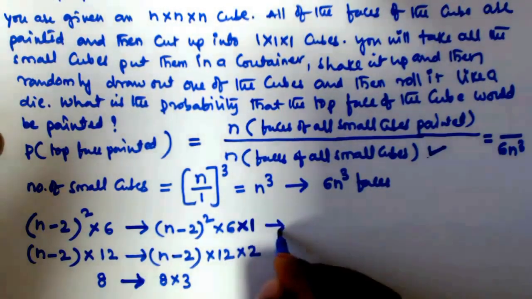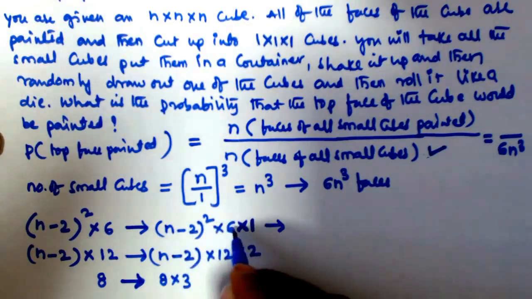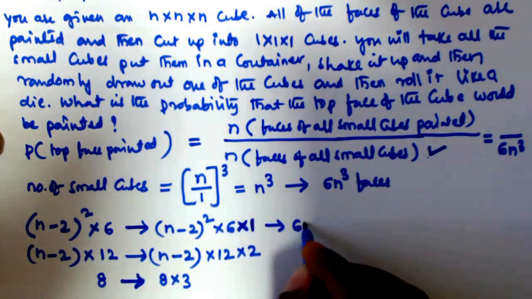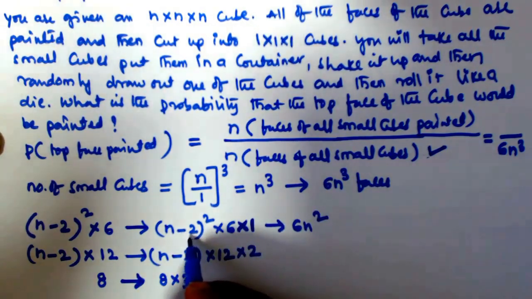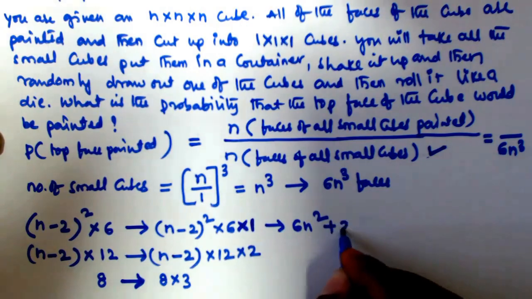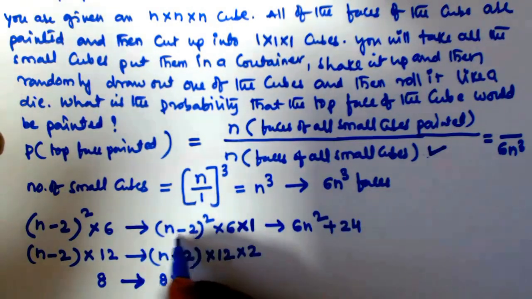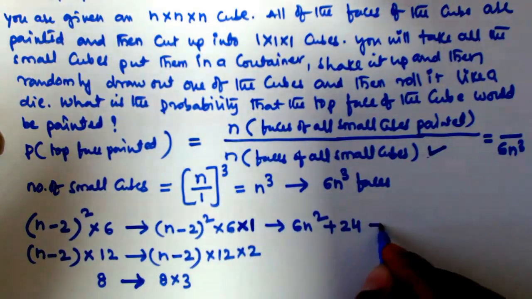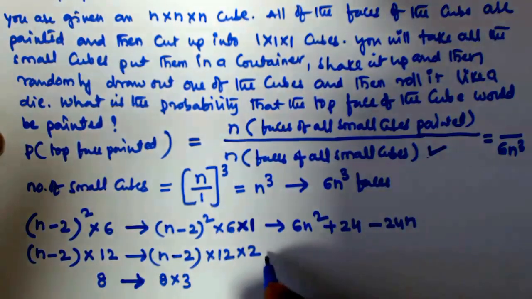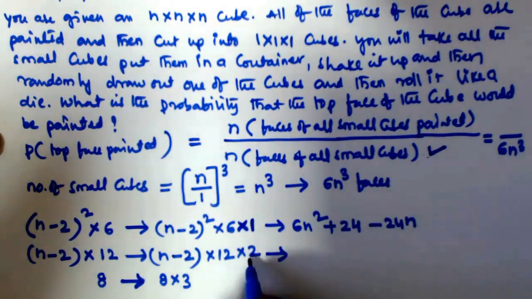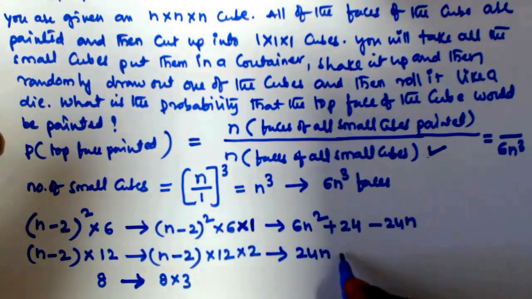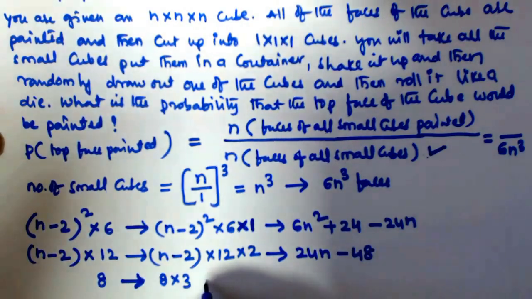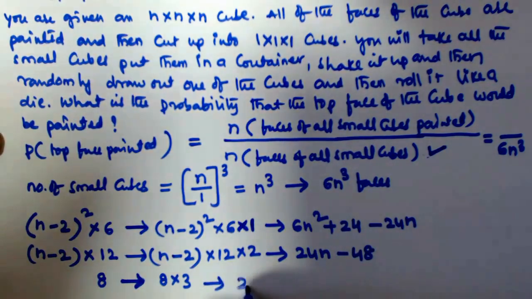So this is going to be equal to (n minus 2) square. First we use the (a minus b) whole square formula. So n square into 6 we will get 6n square, and then b square, that is 2 square, that is 4, into 6, plus 24 we will get, and then minus 2ab, so that is minus 4n into 6, minus 24n. Then we expand the next one, 12 into n minus 2: 24n, minus 48 here, and then 8 into 3 is 24 we will get.